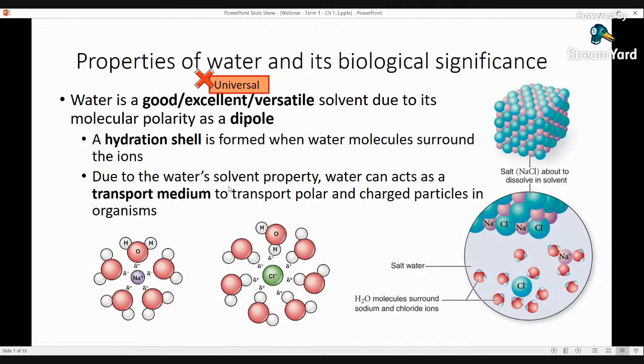Due to the water solvent property, water can act as a transport medium, because the polar molecules and charged ions dissolve in the water, and the water transports the polar and charged particles or ions in organisms, for example in the blood or in xylem and phloem.